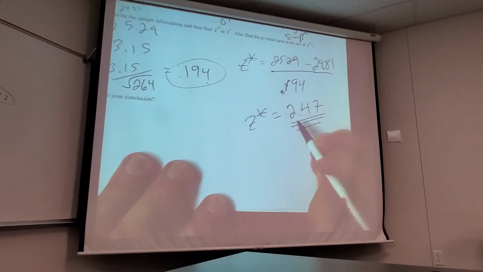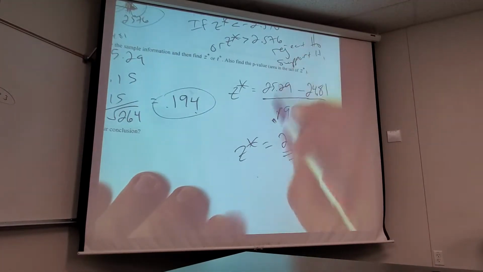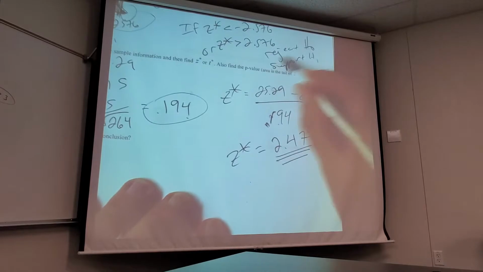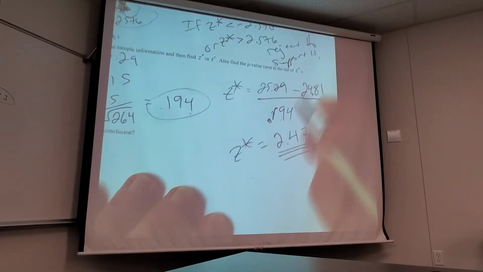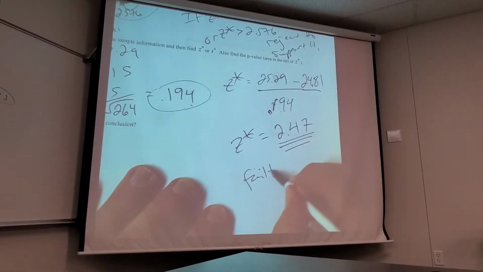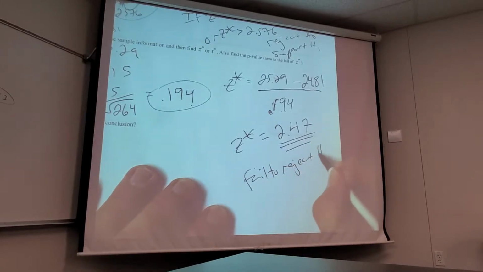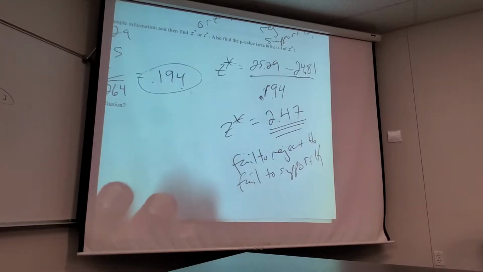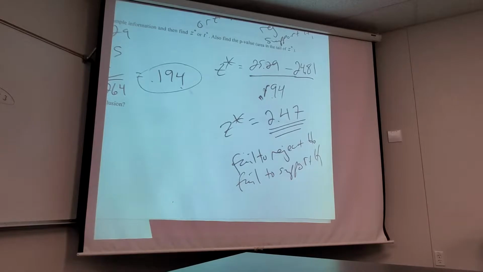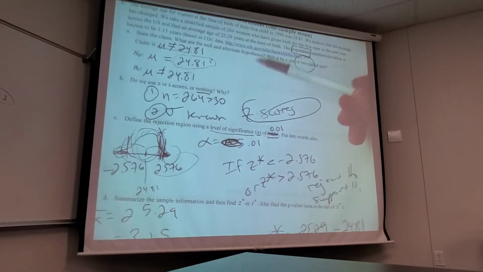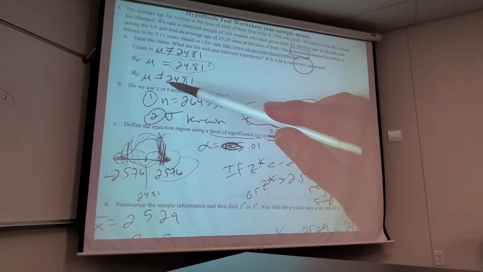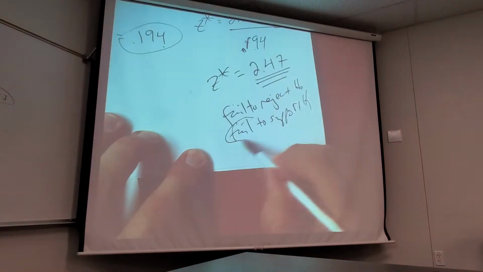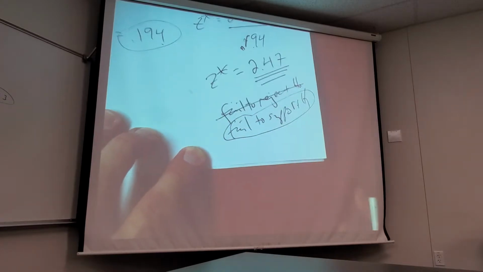So what can I say right here? We already said it. What did I do? Did I reject the null? Nope, I failed to reject the null. And I failed to support the alternative. So then your last step is to blow one of these statements up, to write your conclusion. What was my claim? What was the claim that was made? The alternative. So I'm going to use this language, not that language.